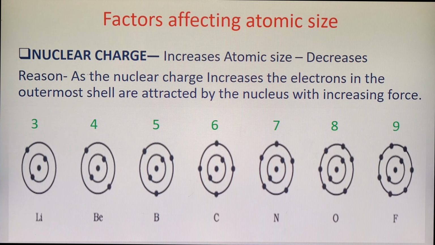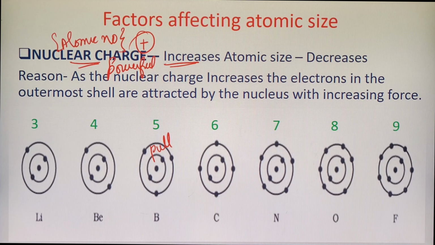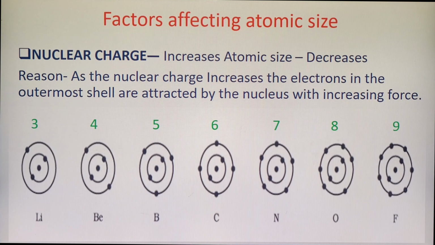As the nuclear charge increases, as the atomic number increases, the nucleus will be more powerful. The nucleus is positively charged, so it will pull the electrons towards itself. So what will happen to the atomic size? The atomic size will start decreasing because of the pull. I hope this concept is clear to you.